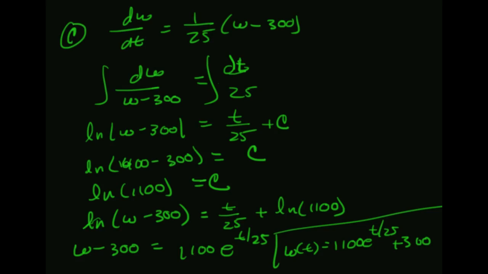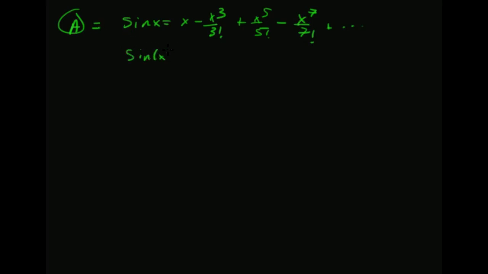Let's move on to number 5. Alright, number 5 is Taylor series stuff, but it's all known Taylor series business. So 5 part A asks for the first 4 terms of sine. So sine of x is x minus x cubed over 3 factorial plus x to the 5th over 5 factorial minus x to the 7th over 7 factorial. You should have that committed to memory. Sine of x squared just says plop that in. x squared minus x to the 6th over 3 factorial plus x to the 10th over 5 factorial minus x to the 14th over 7 factorial.